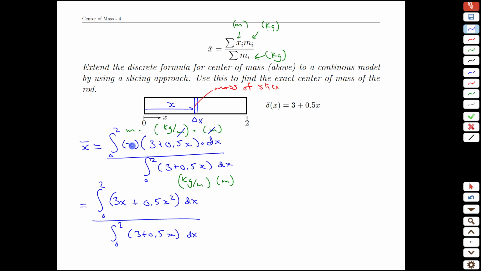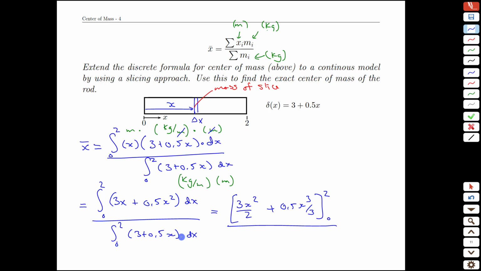And notice the integral is essentially a parentheses. We can't cancel these terms top and bottom. We have to do the integral first, and then if something cancels, we can do that afterwards. But you can't just go around canceling that and canceling that. If you could, life would be a lot easier, but it also would not give you the right answer. So we evaluate these two integrals separately. Here we'll have 3x squared over 2 plus 0.5x cubed over 3, all of that evaluated between 0 and 2.